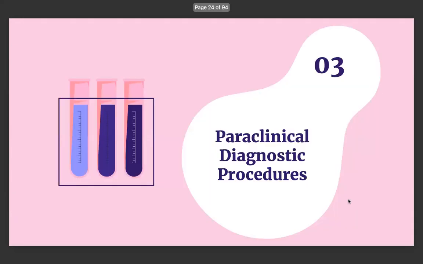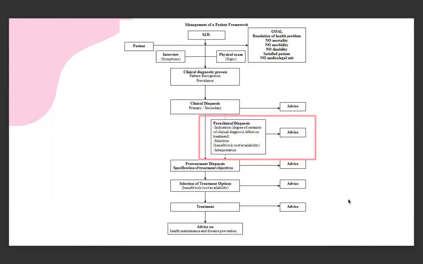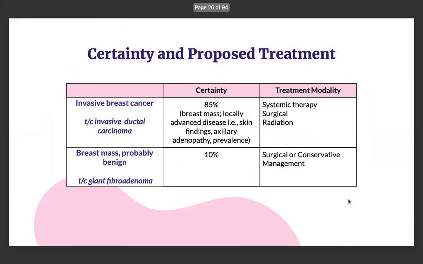Thank you, Jade. Our next part is the paraclinical diagnostic procedures: the indication, selection, and interpretation. First, we have to restate our primary and secondary clinical diagnosis and decide whether we need a paraclinical diagnostic procedure or not. Can anyone discuss this table?